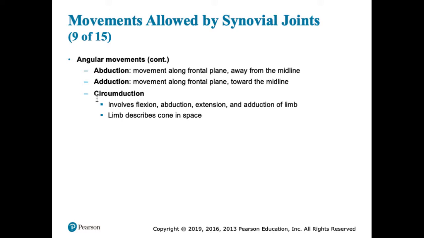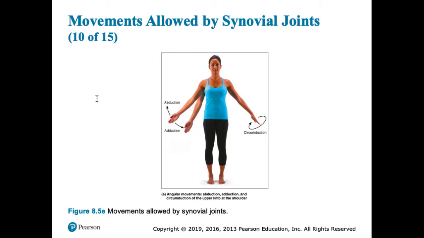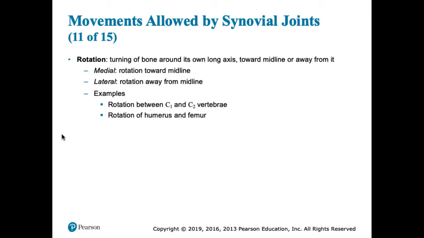And circumduction, that involves the flexion, the abduction, extension, and adduction of a limb. So the limb describes sort of this cone in space. So you see these are the movements that are allowed: abduction, adduction. So you can move that way, and circumduction, that's kind of that cone-like movement of your arm.